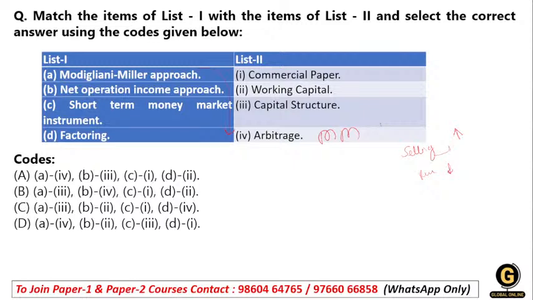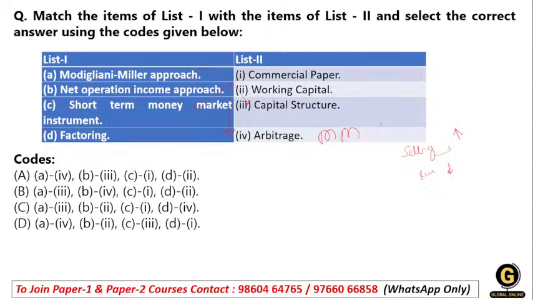Then the net operating income approach. We have seen the net operating income approach in capital structure. And the short term money market instrument we have seen in commercial paper, and factoring is a part of your working capital. So you can easily mark this one.